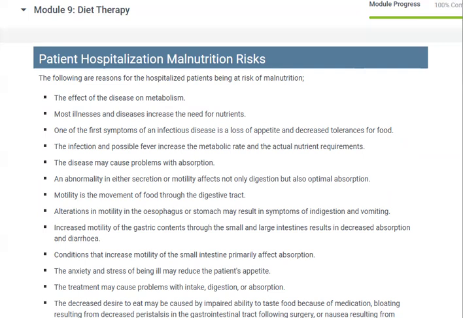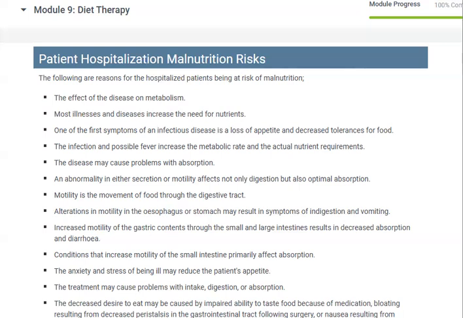Alterations in motility in the esophagus or stomach may result in symptoms of indigestion and vomiting. Increased motility of the gastric contents through the small and large intestines results in decreased absorption and diarrhea. Conditions that increase motility of the small intestine primarily affect absorption.